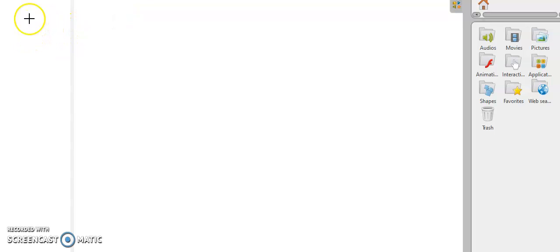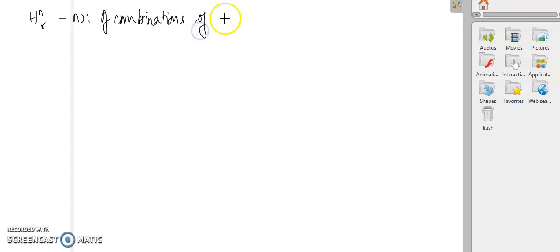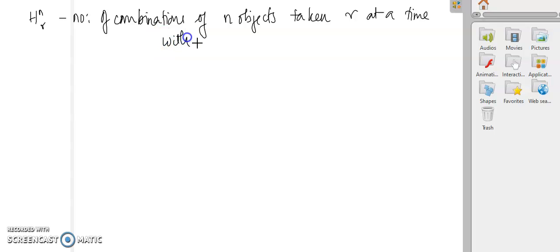Hello all, so in today's class we will see how to calculate the value of HNR. So we have seen what HNR was in the last class. That is the number of combinations of n different objects taken r at a time where repetition is allowed.